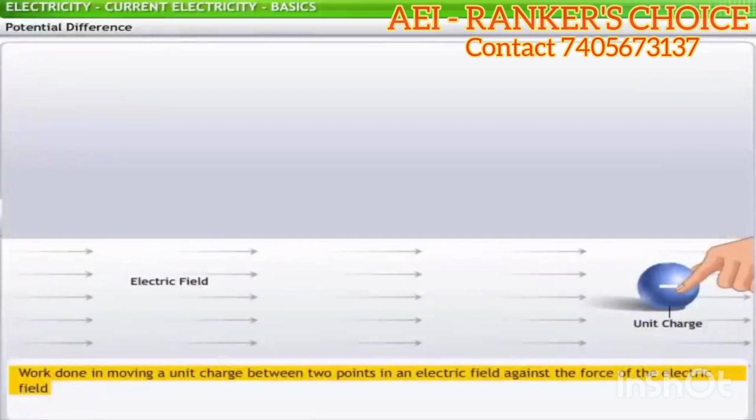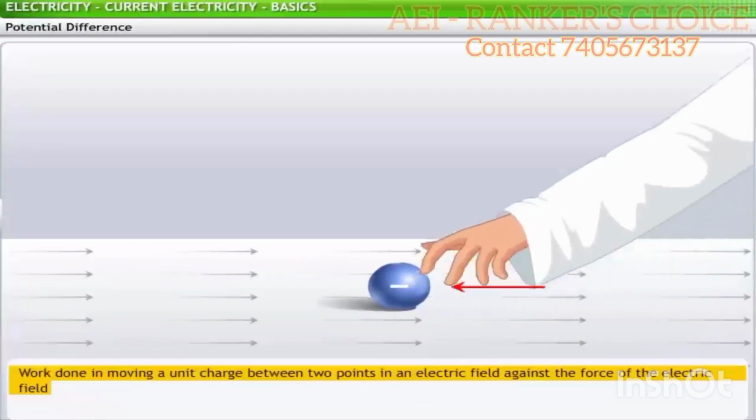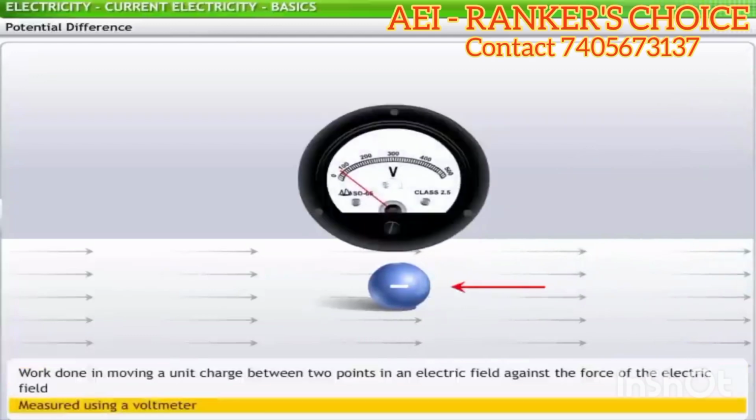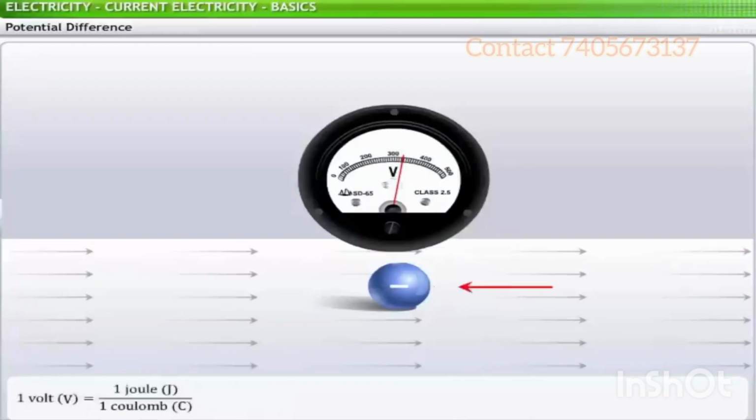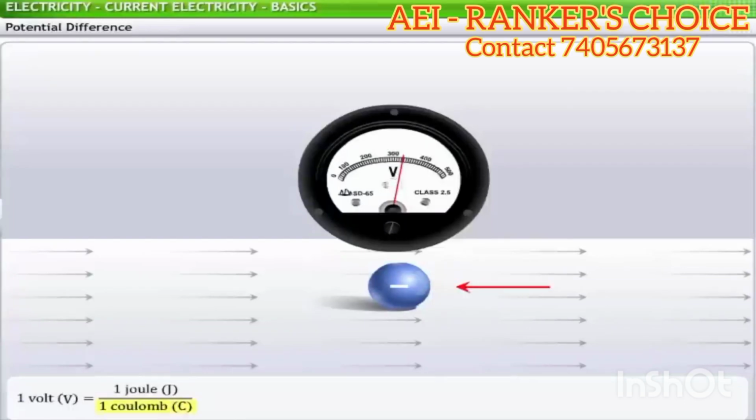Numerically, potential difference is the work done in moving a unit charge between 2 points in an electric field against the force of the electric field. Potential difference is measured using a voltmeter. It is often referred to as voltage and is represented by the letter V. If the work done to bring a charge of 1 coulomb from one point to another is 1 joule, then the potential difference between the points is 1 volt.